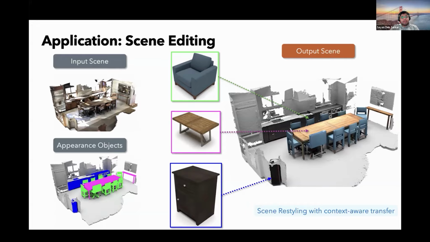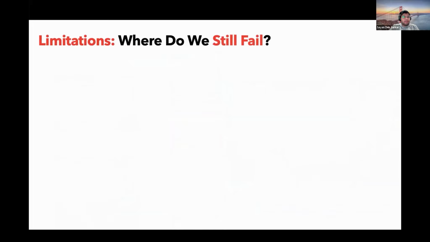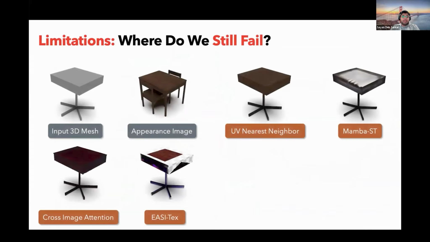Now I have talked about applications, I have talked about the results, and I have shown you that GuideFlow3D is quite a good approach to do this 3D appearance transfer. But is it all roses? Do we not fail? That's not the case. We do fail. And where do we still fail? Let's say you have an input 3D mesh and you have an appearance image, which is this.